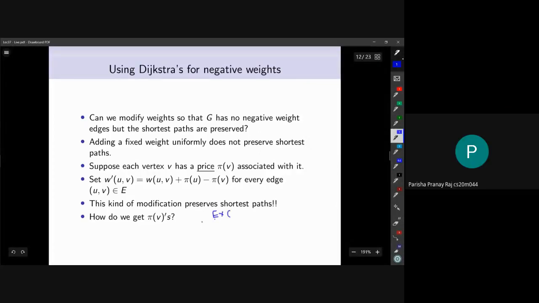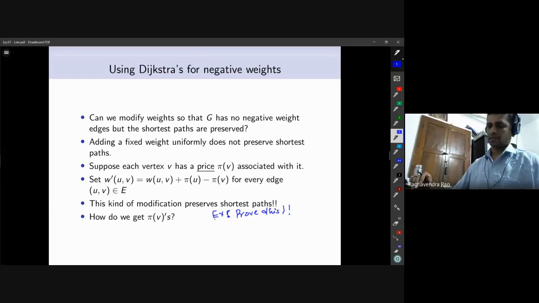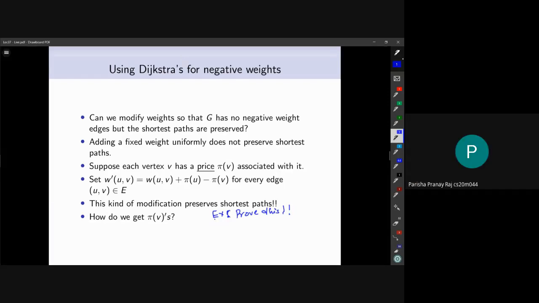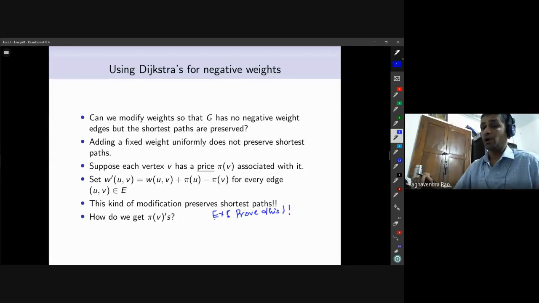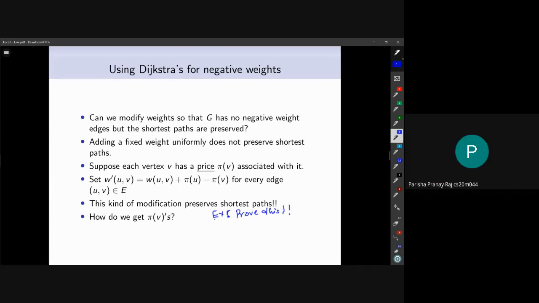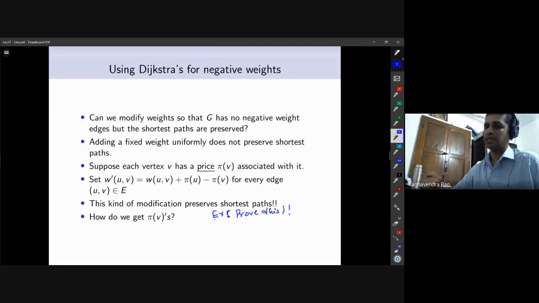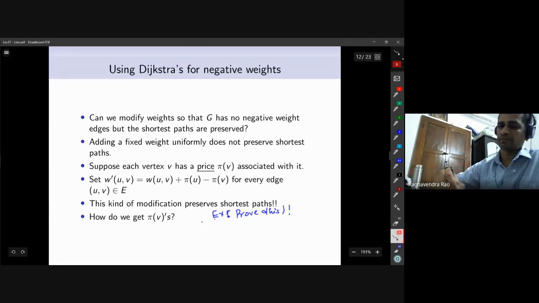Sir, I have a question. You said that between two vertices the shortest path is preserved. But then why are we arguing for the choice of pies? Because now you have to get rid of negative weights. Pi needs to achieve some objective: it has to get rid of negative weights. That is the non-trivial part.